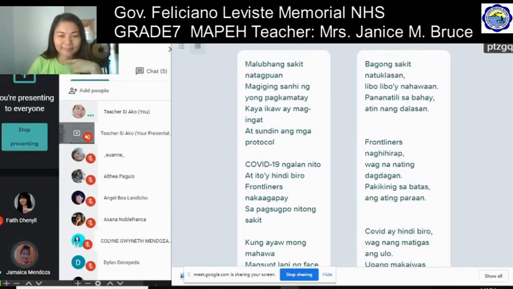COVID-19 ay di biro, kaya lahat ay mag-ingat. Social distancing ay gawin, sumunod sa tagubilin. Wear face mask, proper hygiene habits. Vitamins, COVID-19 ay di pagkakitaan.